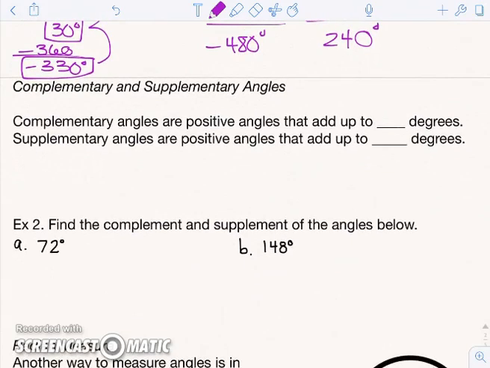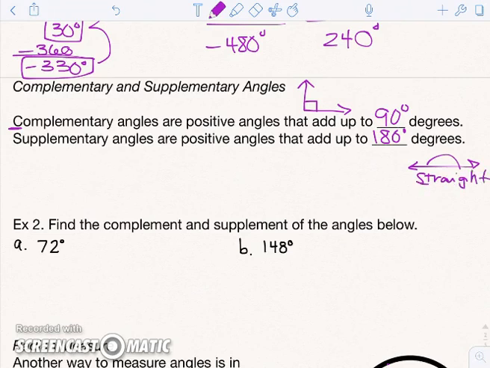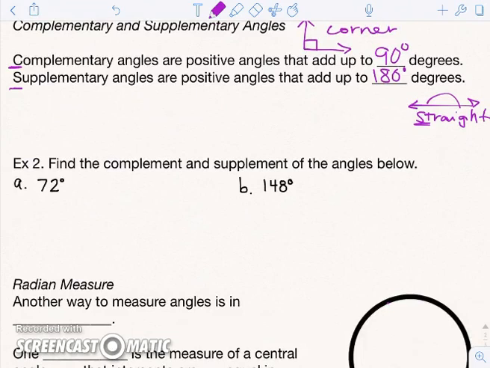I'm assuming most of you have seen this before. Complementary angles are positive angles that add up to 90 degrees, and supplementary angles are angles that add up to 180 degrees. A way to remember this: complementary, we're talking about a right angle, which sits in the corner. Think corner, complementary, the C's. 180, we're talking about a straight angle. Think straight, think supplementary, S and S. A way to find these is to subtract from 90 or 180, whatever they're asking for.